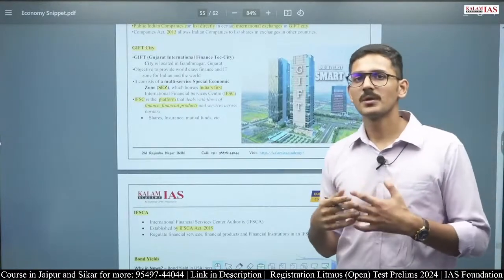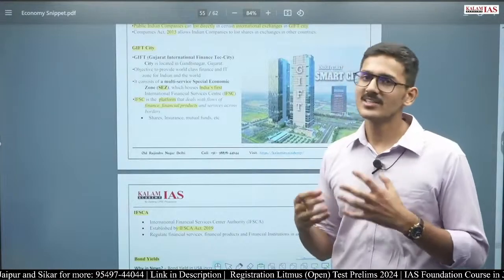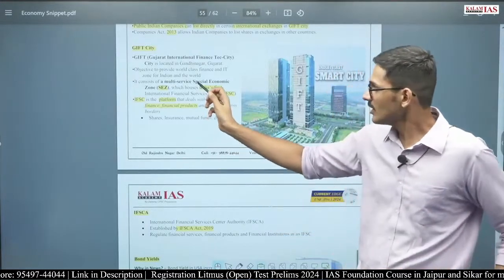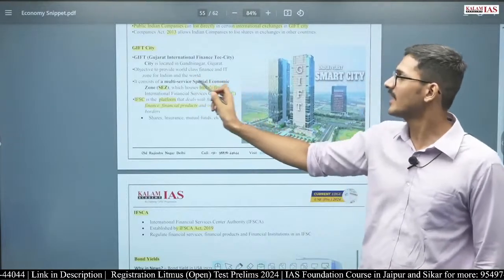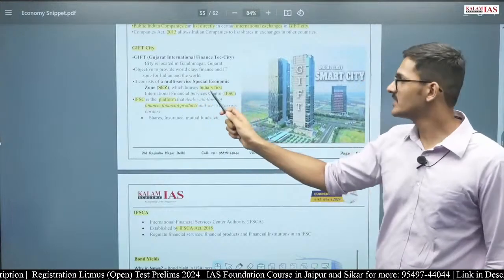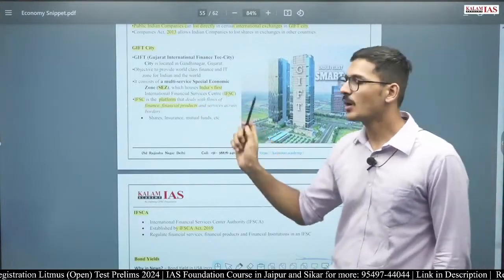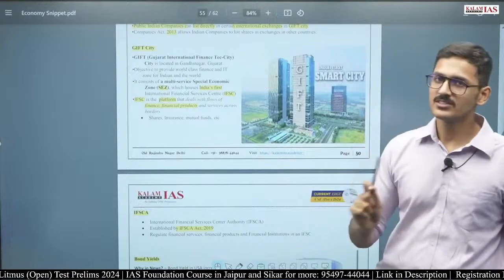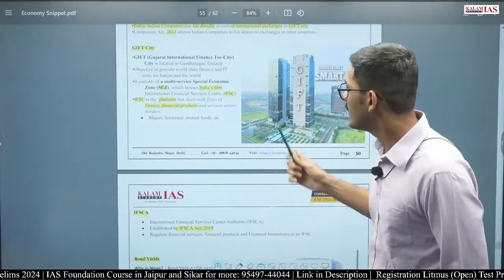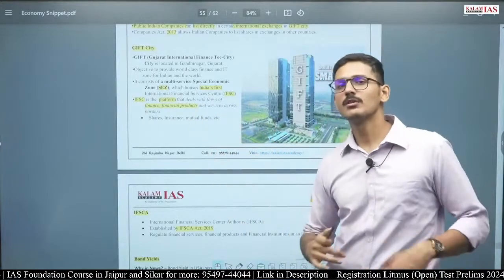It is created for the purpose of promoting international trade, investment and also technology. So provide a world class finance and IT zone for India and the world, and it consists of a multi-service SEZ, which houses India's first international financial services center. अभी इंटरनेशनल फाइनेंशियल सर्विसेज सेंटर क्या होता है? International Financial Service Center, basically it will provide a platform.